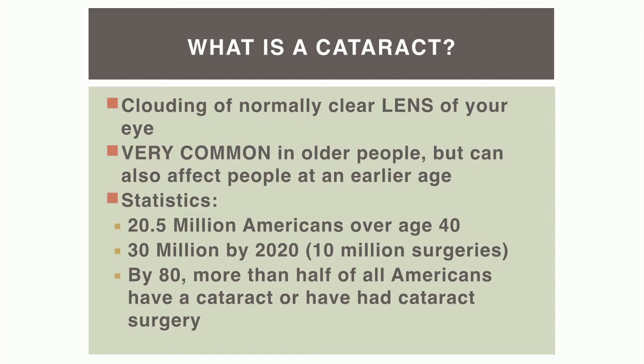So the statistics are that about 20 million Americans over the age of 40 have a cataract, and it'll be about 30 million by 2020, and there'll be about 10 million surgeries done a year. It is the most commonly performed surgical procedure in the United States. By 80, more than half of all Americans have cataract or have had cataract surgery.